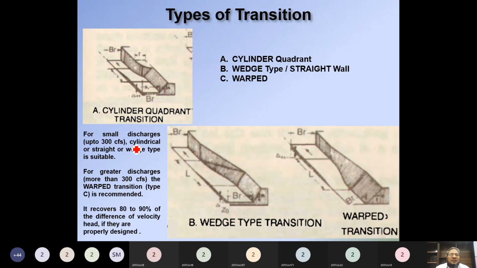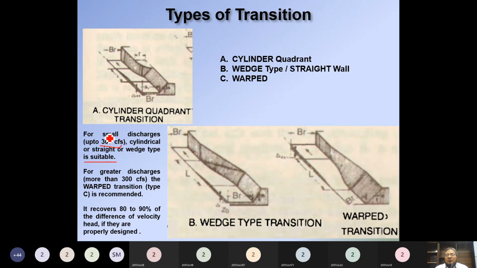ये कहाँ प्रोवाइड किया जाता है, for small discharges. If the discharges are up to 300 cusecs of the canal, ठीक है, तो सिलेंड्रिकल और स्ट्रेट और वेज टाइप सूटेबल है. दूसरी कौन सी है, वेज टाइप ट्रांजिशन. वेज, दिस इज ए वेज. तो दो वेज इधर प्रोवाइड कर दिए हैं और यहाँ से इट इज कनेक्टेड लाइक दैट. सो ट्रेपेजॉइडल शेप इज चेंज्ड टू रेक्टेंगुलर बाय दिस. और ये भी हम अप टू 300 क्यूसेक्स डिस्चार्जेस तक यूज करेंगे.